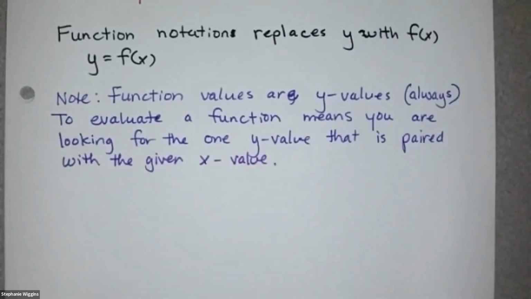So really, to evaluate a function given a certain x just means you're looking for the y value that's paired with that x. So if you have a graph, you would draw a vertical line. So let me just look at an example.